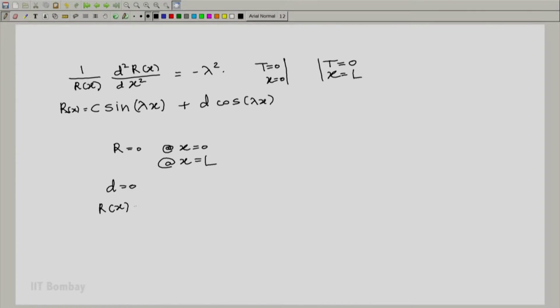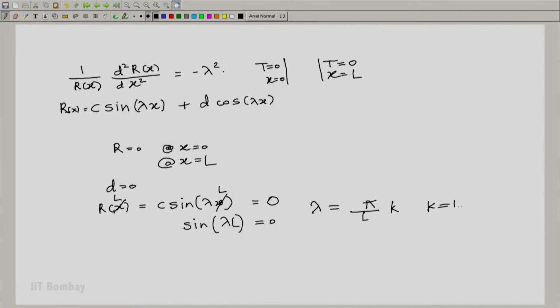So we have this before substituting x is equal to L, and when we substitute x is equal to L, then r becomes 0. So we have sin lambda L equals 0. So lambda turns out to be pi by L into some integer, let us call it k, where k takes the values 1, 2, and so on.